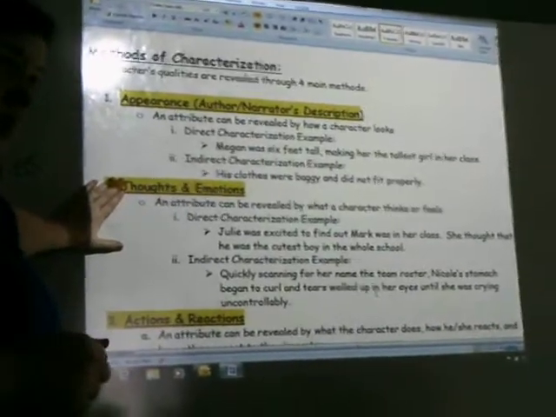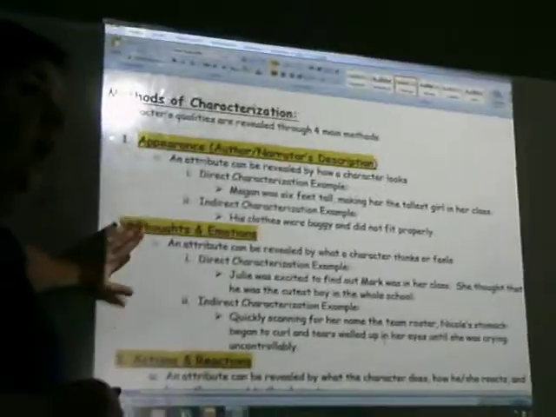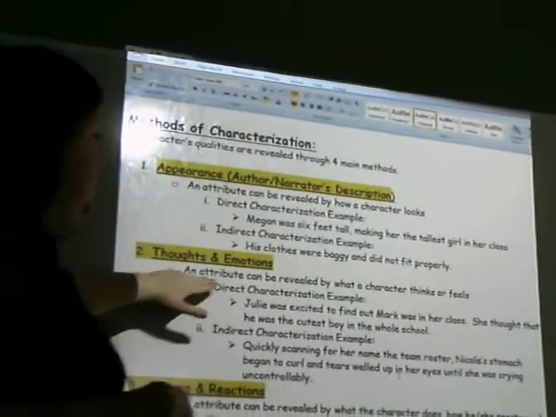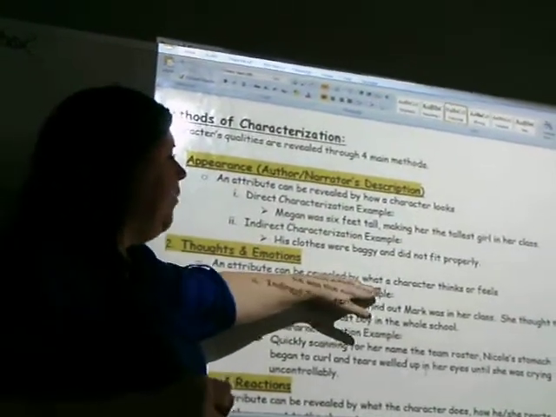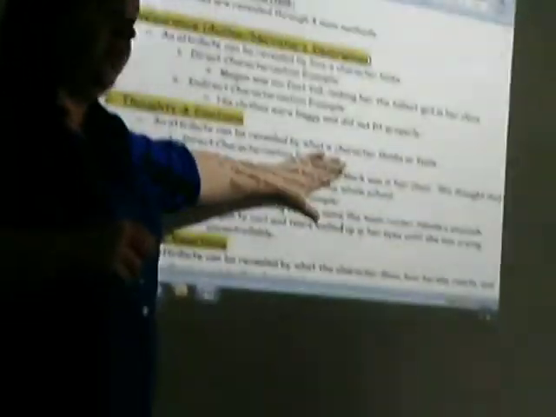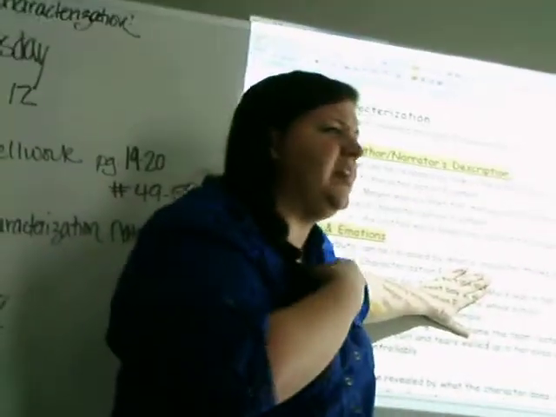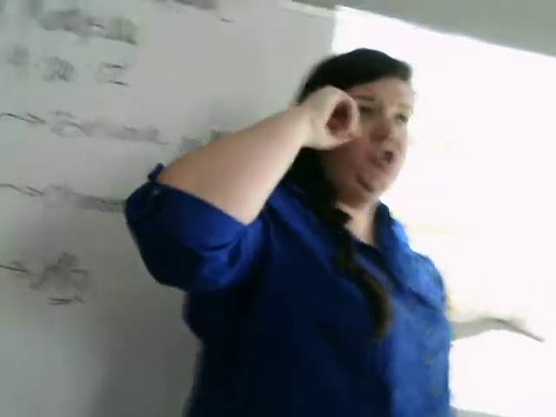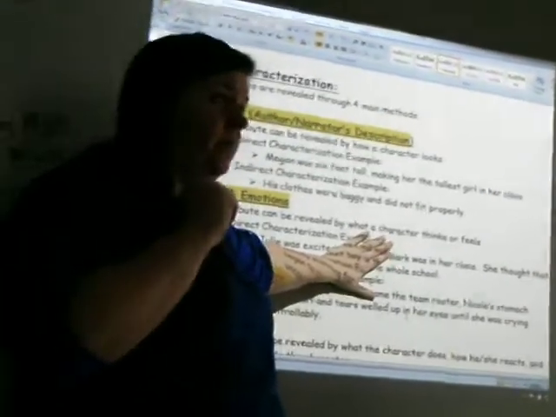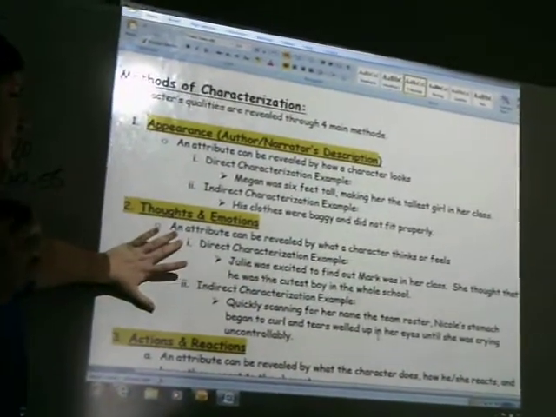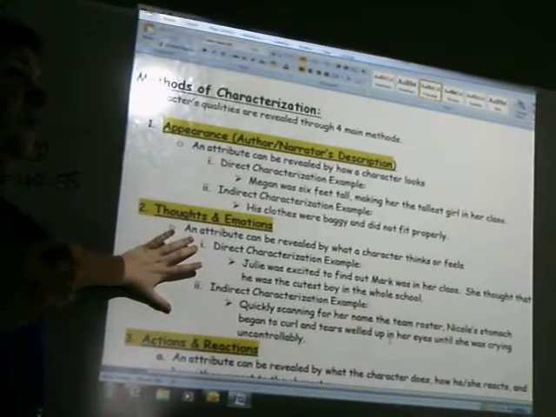Thoughts and emotions, right? Thoughts and emotions help tell you about the character. An attribute can be revealed by what a character thinks or feels, right? If I'm reading a story and the character is angry about something, that should trigger a little flag in your head saying, hey, something upset them, I wonder why. Make sense?